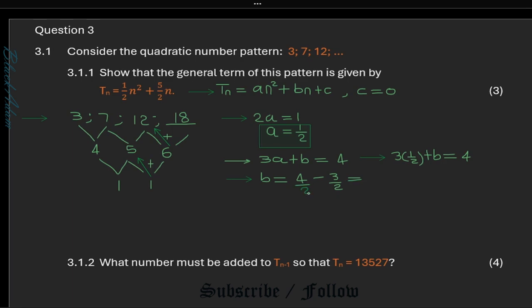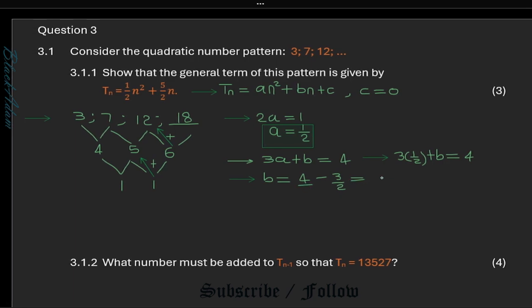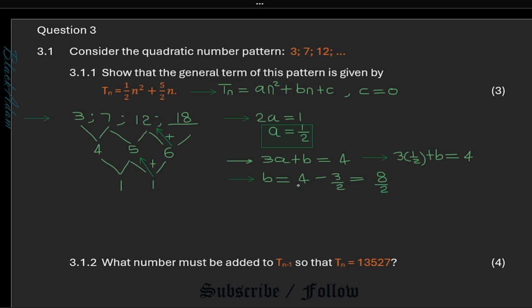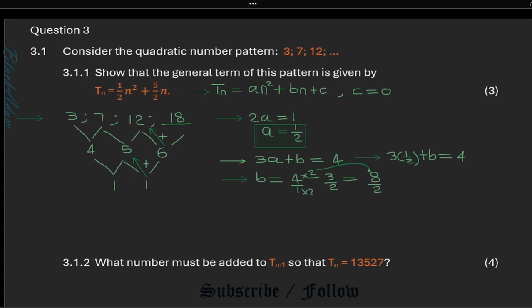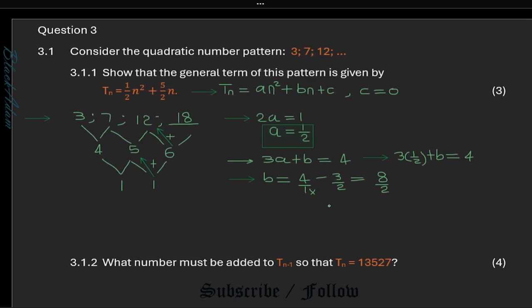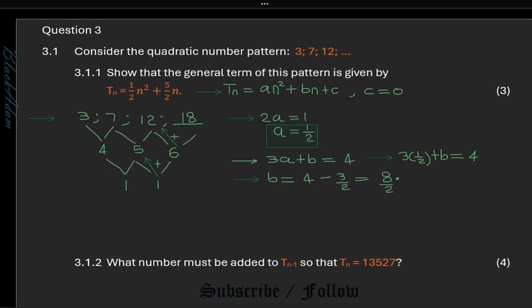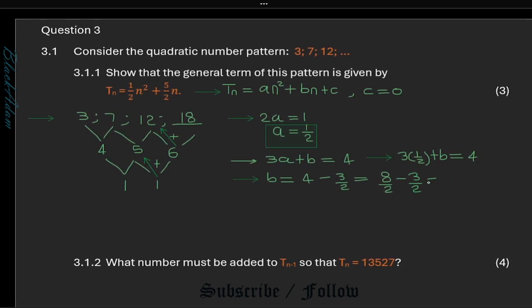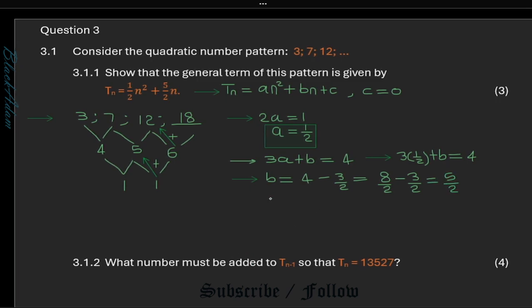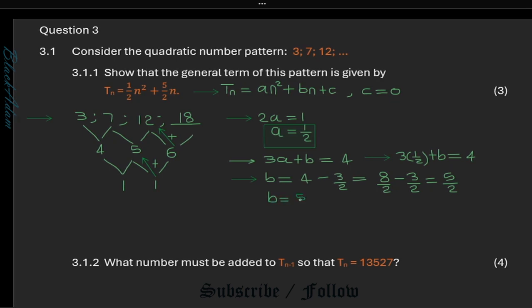And because we can see that 4 there, the base has to be 2, so we divide 8 by 2 to give us 4. And then we also have minus 3 over 2. So the base is the same, so we have 4 times 2 is 8, and then 8 minus 3 gives us 5, and we maintain the same base, which is 2, so it's 5 over 2. So b is 5 over 2.